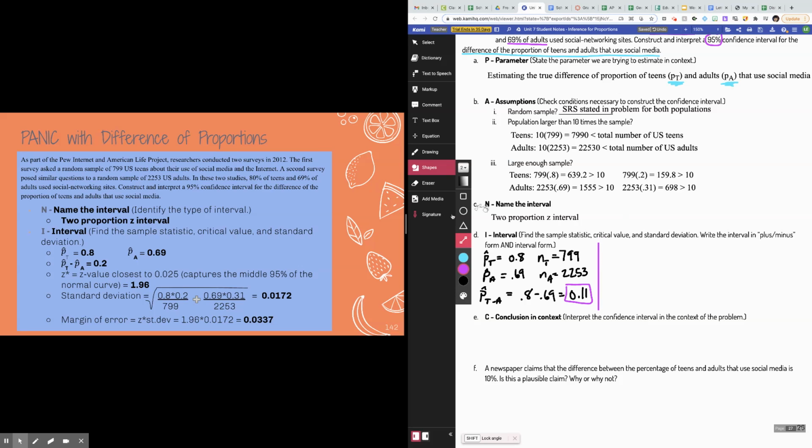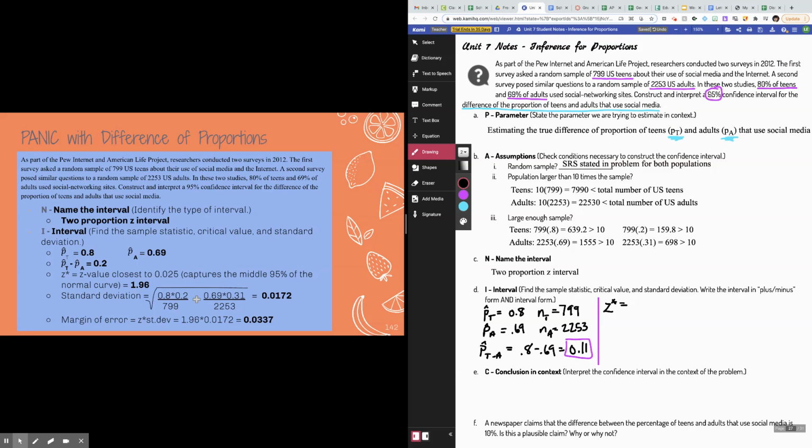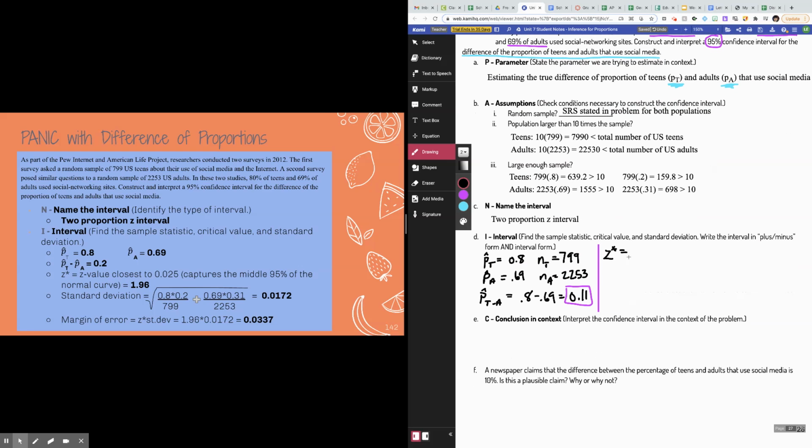Okay. So next we need our Z star value, our critical value, right? And we're talking about a 95% confidence interval. So the Z star value always for 95% is 1.96, right? For my 95% confidence level. So I am gonna need 1.96 in my interval. So I'm putting a little box around that for myself, okay?